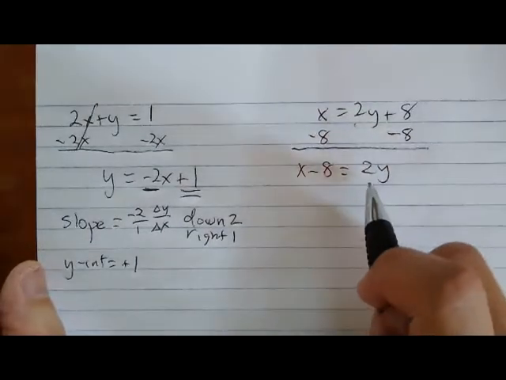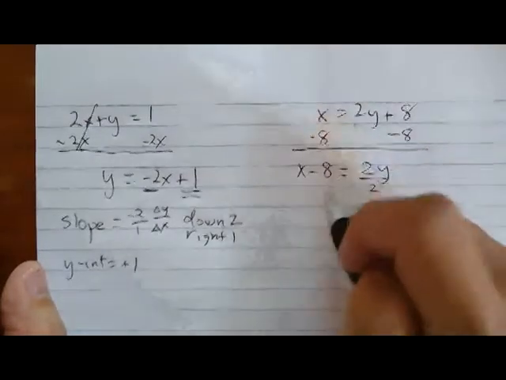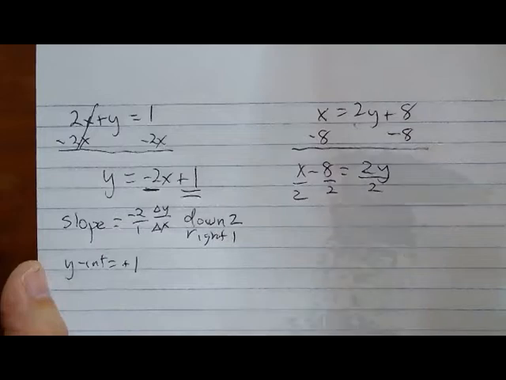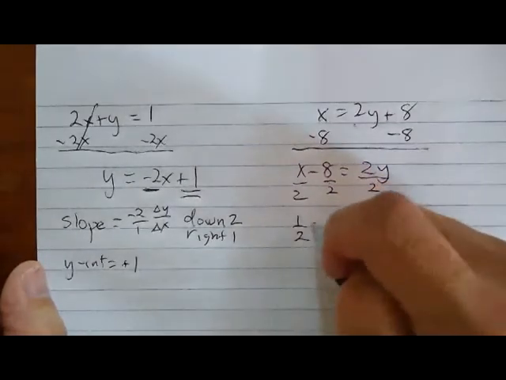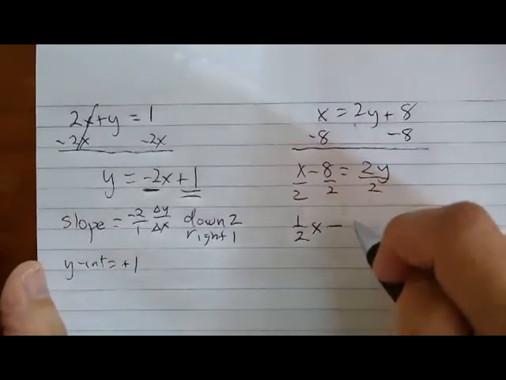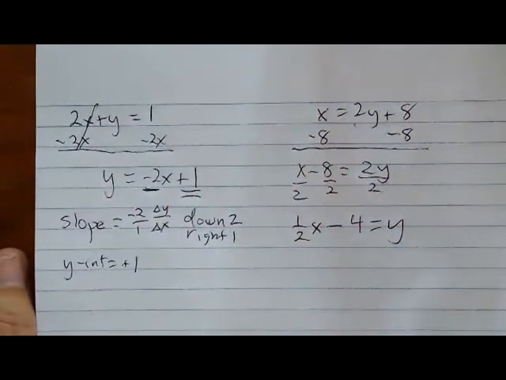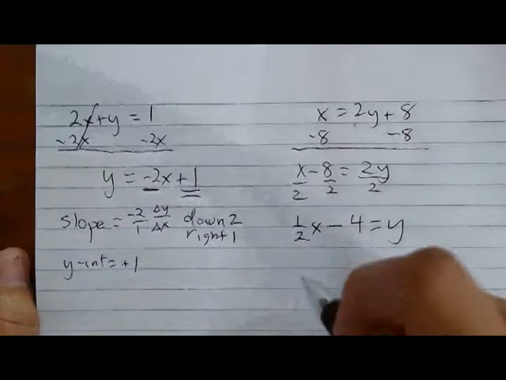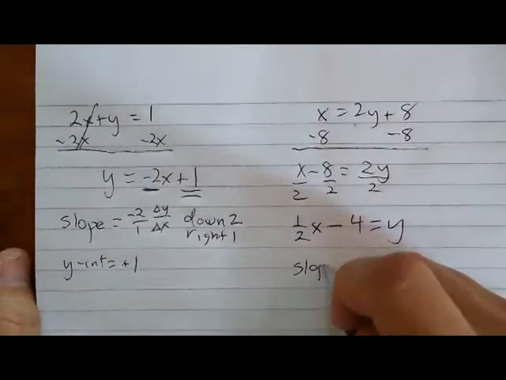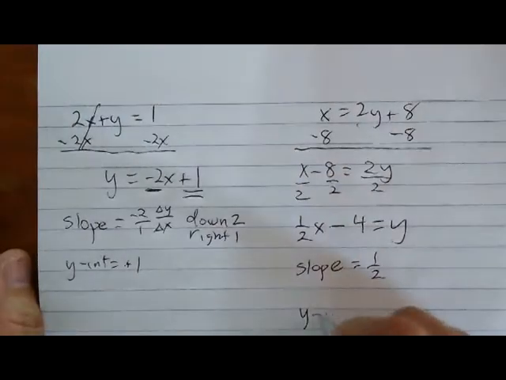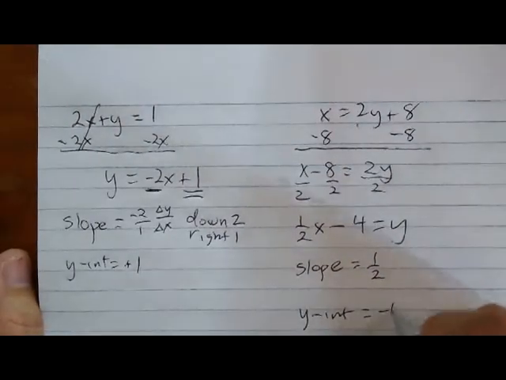We still got to get y by itself. That means we got to get rid of this 2 here. Divide. We need to undo the multiplication. So we divide everything on both sides by 2. Now I have 1 over 2 x minus 4. Okay, now we can figure out a slope and y-intercept again. The slope is the 1/2. The y-intercept is the negative 4.